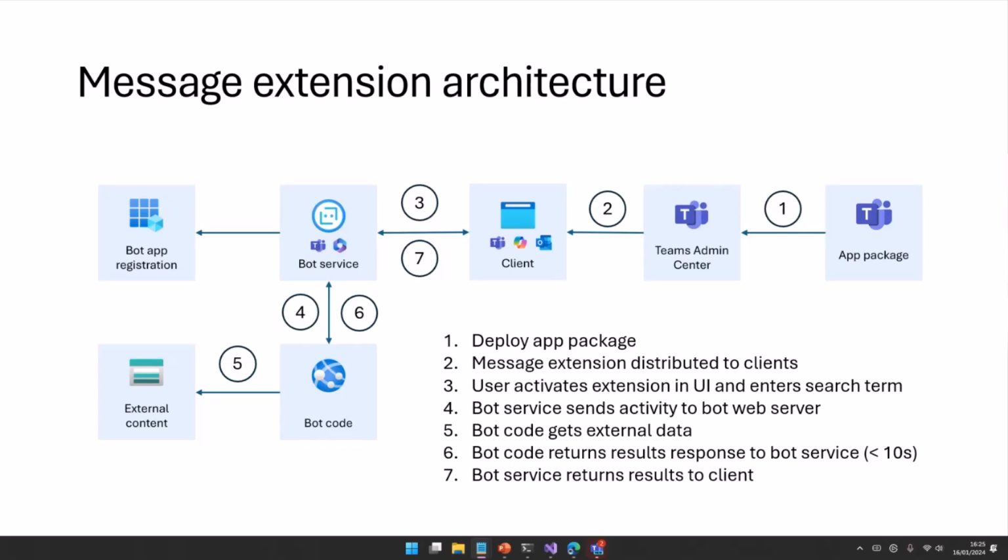So we have a bot service that's getting the messages from the client, and it's then relaying that to a web server where our bot code is running. And our bot code is then going off and going, okay, I've been sent a message from this bot service. I've got this parameter that had the Mark 8 name in there. I'm going to use that to send a request off to get my external content based on that. And then I'm going to return that back to the bot service, which is then going to relay that back to the client.